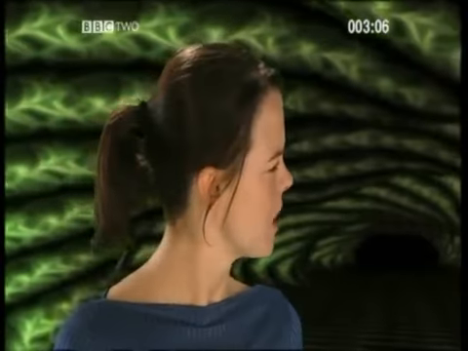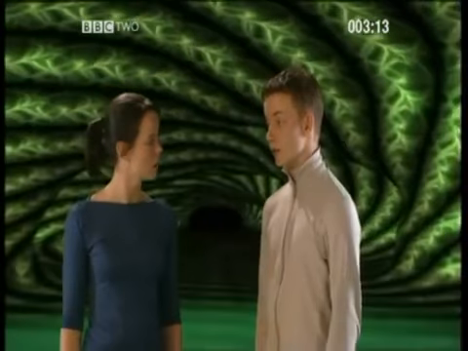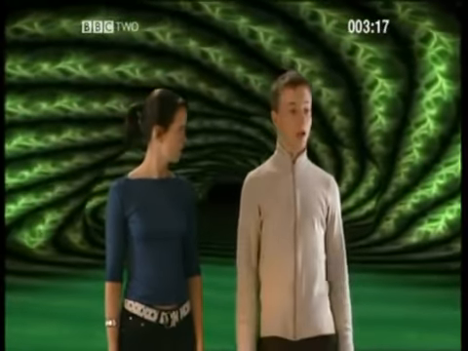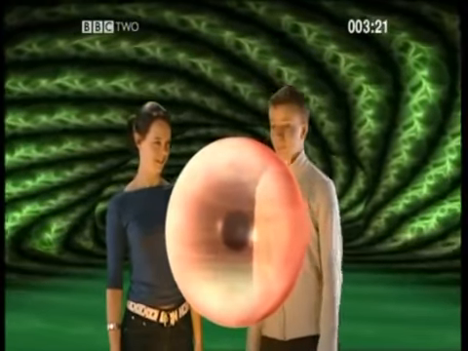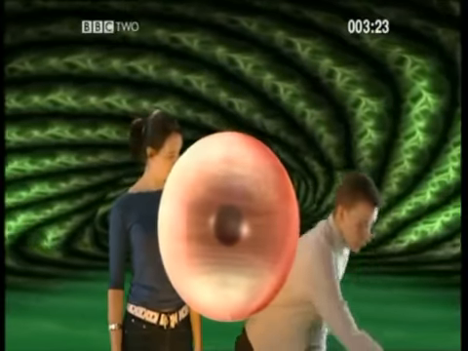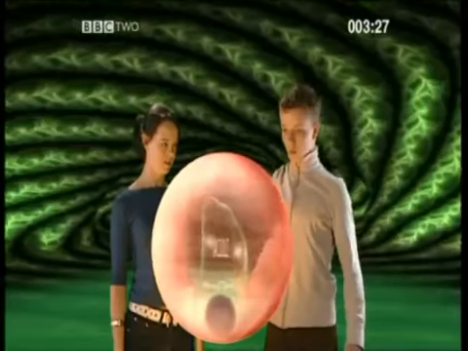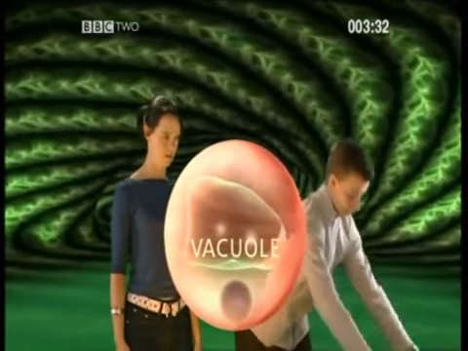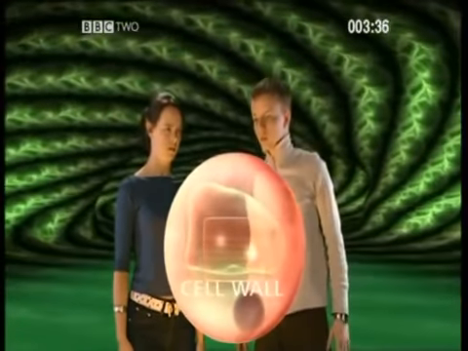Okay, so what about plant cells then? Well, they also have a nucleus, cytoplasm, and cell membrane, but they also have some extra features too. Look, I'll show you. Let's change our animal cell into a plant cell. Okay, the first extra is a large sac called a vacuole. This contains the cell's sap. The second extra is a strong cell wall made of cellulose.